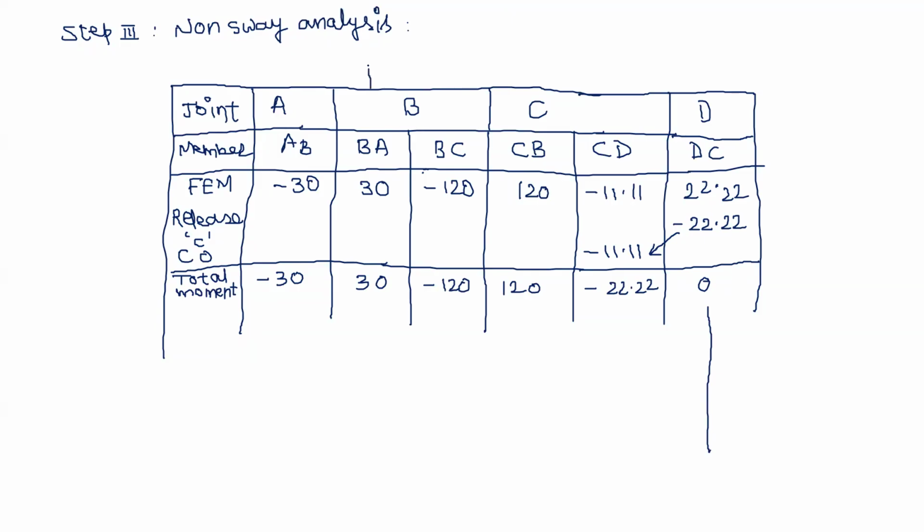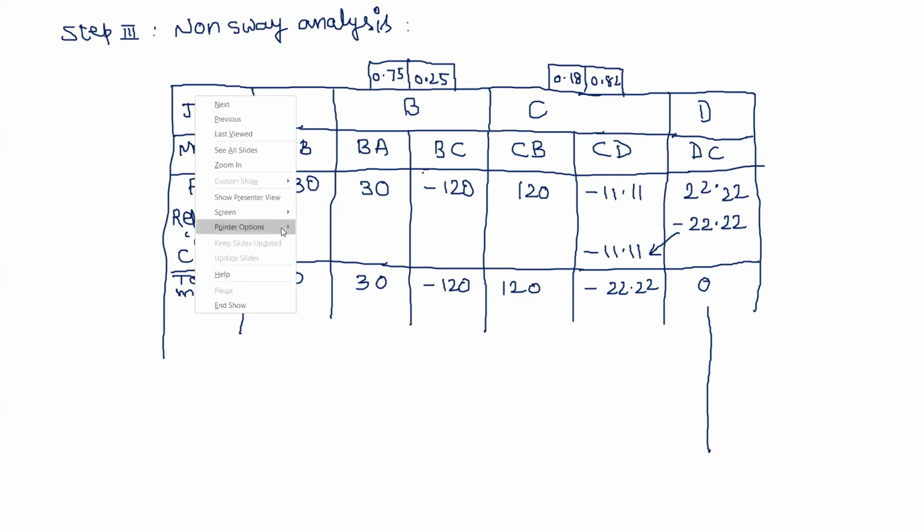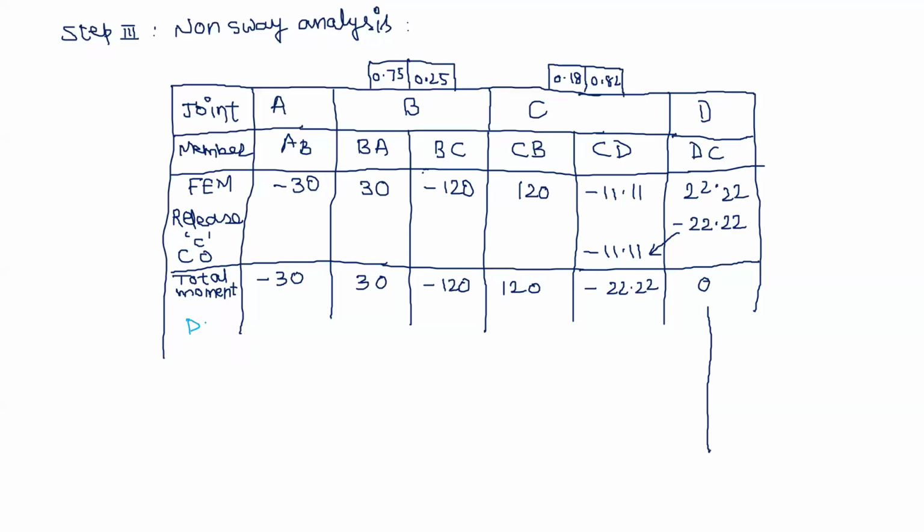Now we have these distribution factors for BA and BC: 0.75 and 0.25. For CD, we have 0.18 and 0.82. And then we have the distributed moment. Now I will change the sign so you will understand it easily. So at joint B, I have distributed and the value I will get, I will not go into detail again, is 67.5.